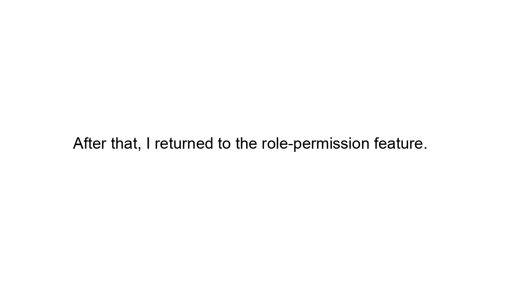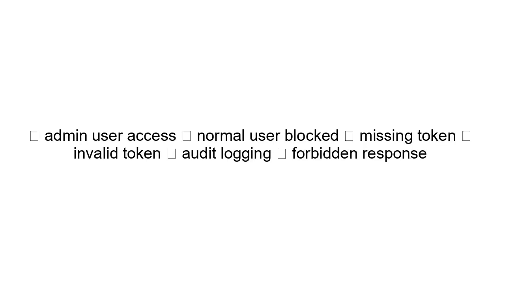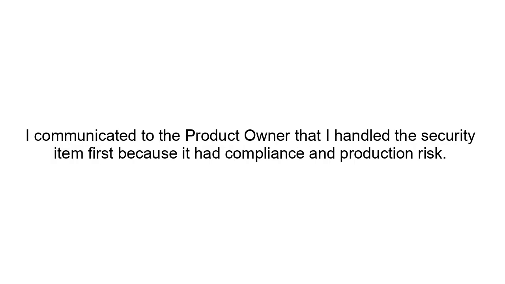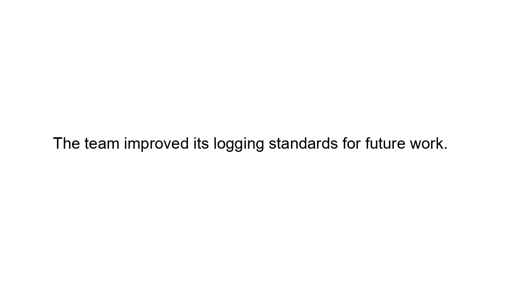After that, I returned to the role permission feature. I updated the implementation and tests for admin user access, normal user blocked, missing token, invalid token, audit logging, forbidden response. I communicated to the product owner that I handled the security item first because it had compliance and production risk. Result: the security issue was resolved. The feature was still delivered for the release. The team improved its logging standards for future work.